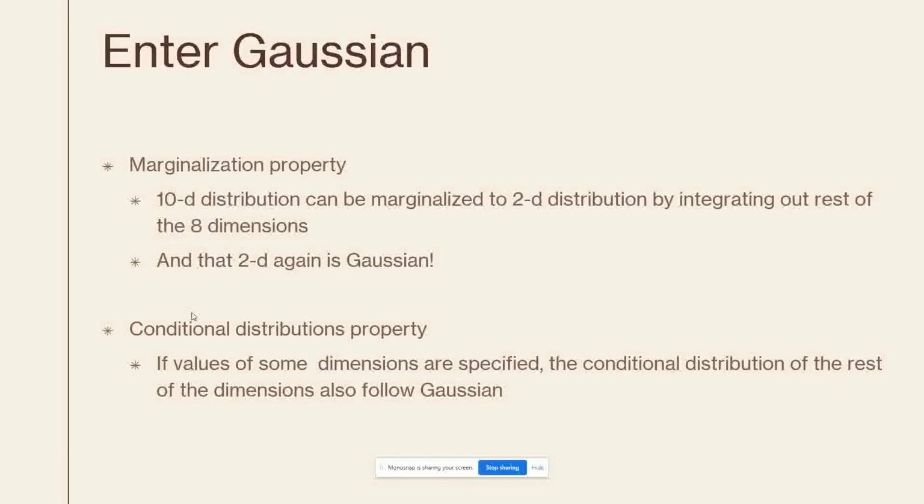If we take a multivariate Gaussian distribution and marginalize it to one dimension, that one dimensional distribution will be Gaussian. If you marginalize it to two dimensions, those two dimensions will form a joint probability distribution, which again is Gaussian. This applies to any k dimensions. You can take an infinite dimensional Gaussian distribution, marginalize it to k dimensions, and those k dimensions will form a joint Gaussian.